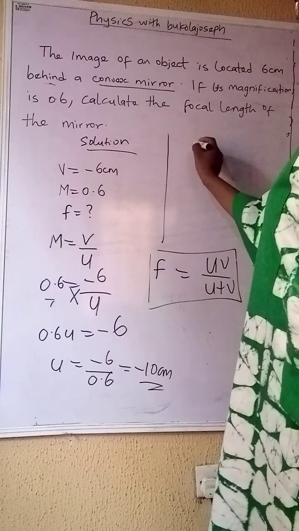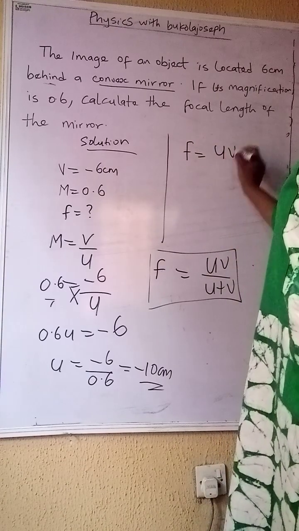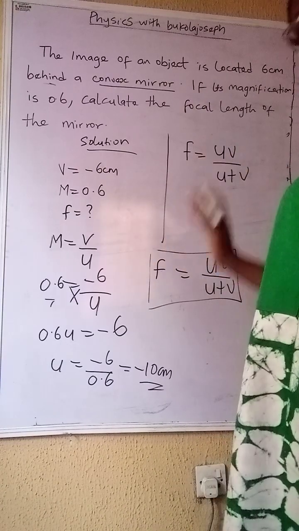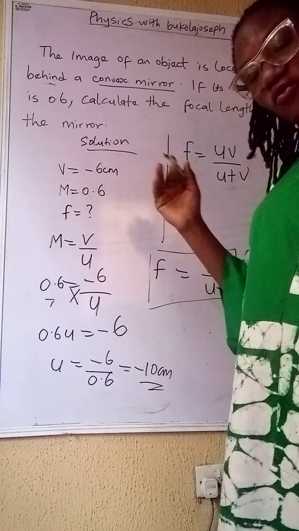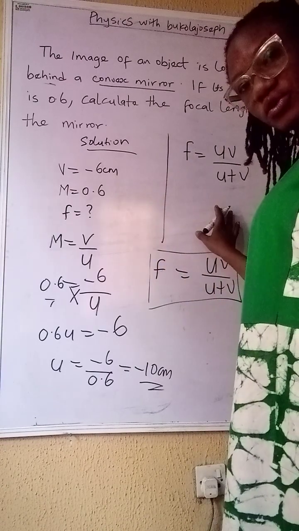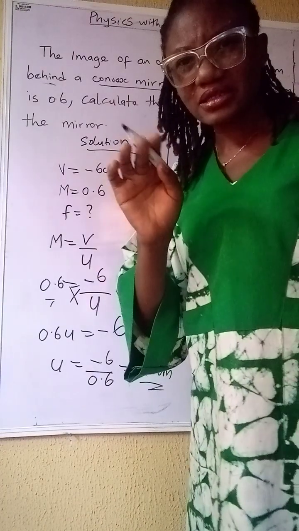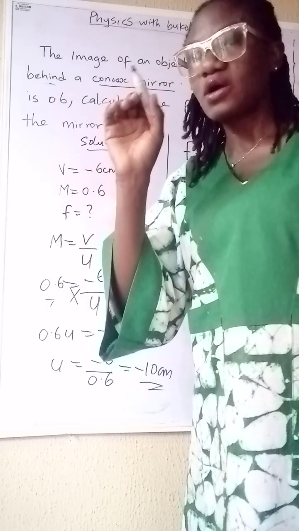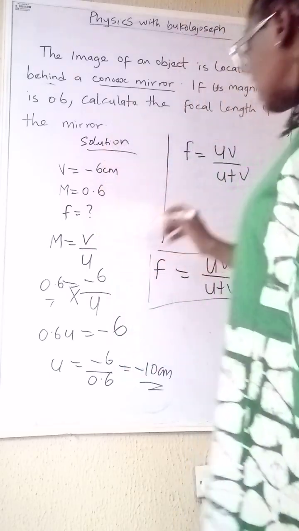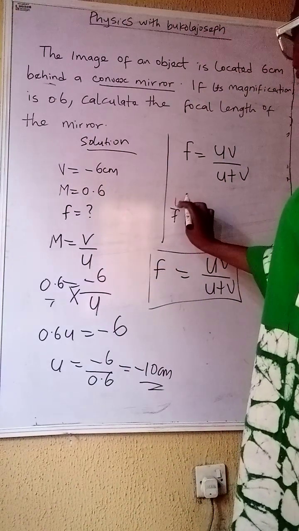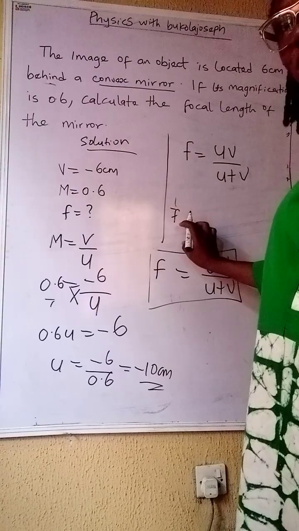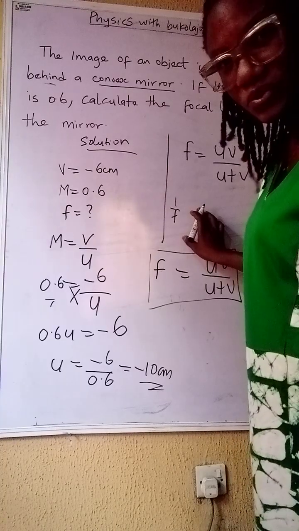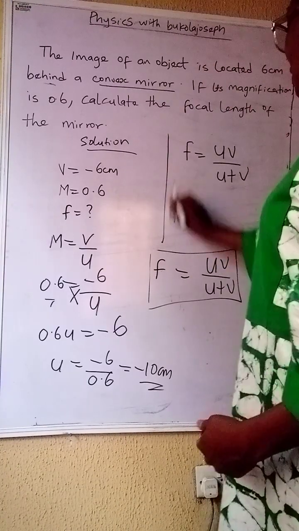Write the formula. So we have F is equal to UV over U plus V. But if you don't like this one, you can use 1 over F is equal to 1 over V plus 1 over U. But I prefer this one. You know why? Most students forget that it's the reciprocal that they are solving. Once they get to that 1 over F, the final solution, they usually forget that it's reciprocal. They'll just jump and put the answer. And if you are doing OBJ, you get a wrong answer. So usually I prefer it this way.